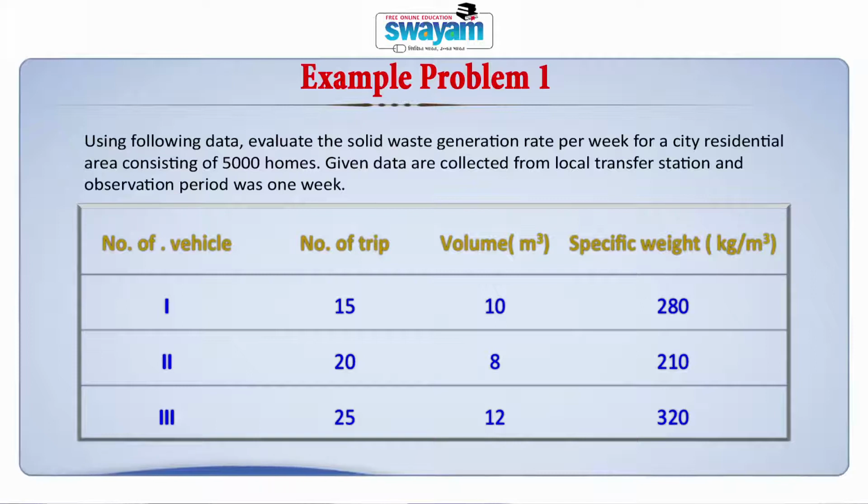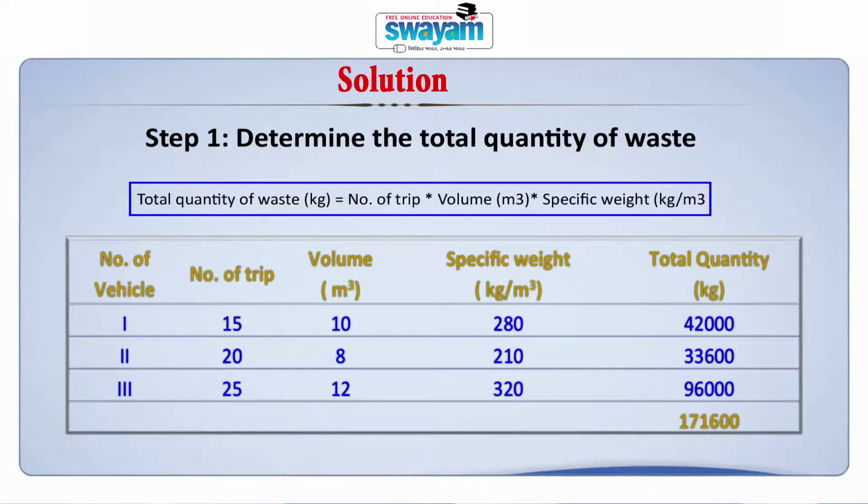You multiply the number of trips. Let us take the example of vehicle number 1. The formula says it is the number of trips into volume into specific weight. So, for the first vehicle, 15 is the number of trips that it has undertaken, so 15 into, for one trip the volume is 10, into the specific weight of 280 kilogram per meter cube. If you multiply this, you will get a value of 42,000 kg.